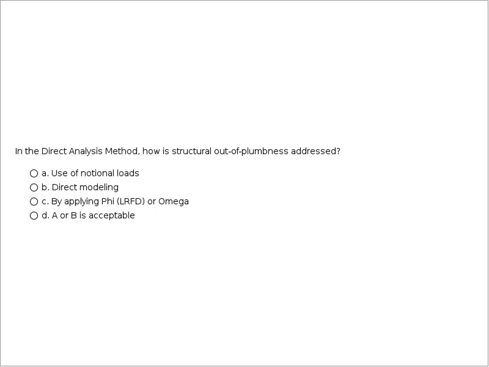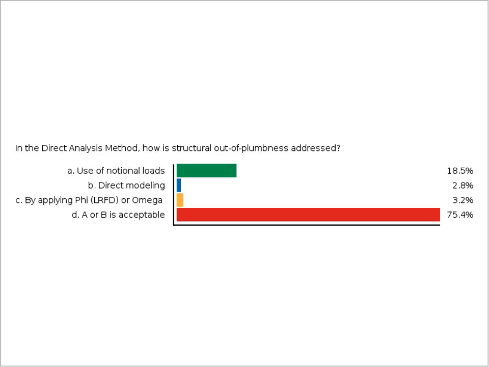Results are rolling in, and we'll show how everyone is viewing that question. Most of you have answered D, and that is the correct answer. Both of those options are an acceptable way to address out-of-plumbness.